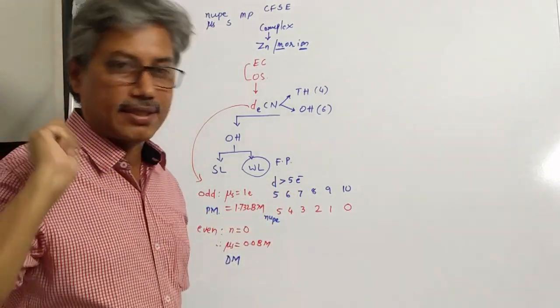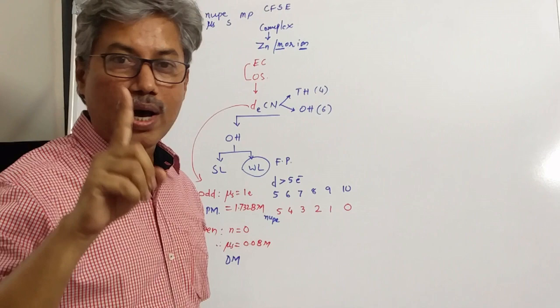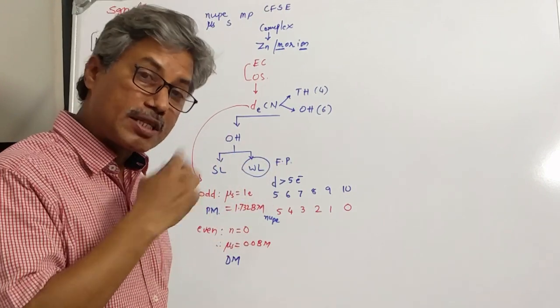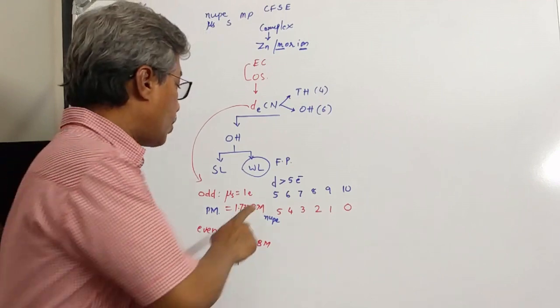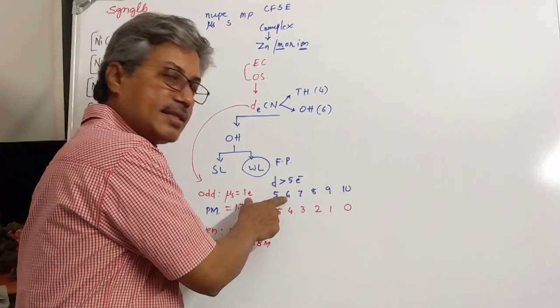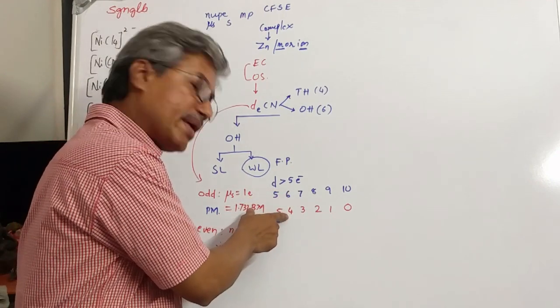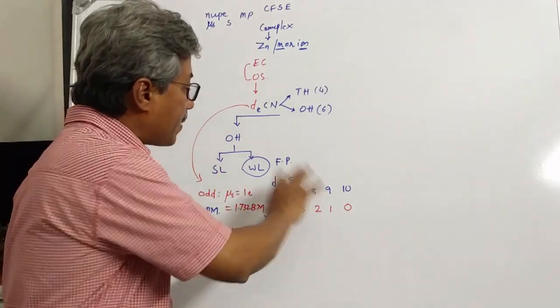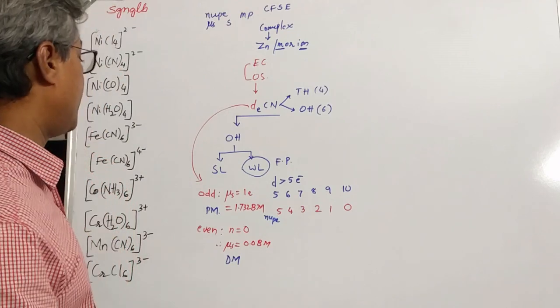If the d electrons are 6, how many extra electrons are there beyond 5? 1. That means out of the 6, 1 electron will be paired. How many electrons will be left unpaired? 4. Look at this: one electron goes for pairing, and 4 are left unpaired. If you remember this, it will be easy for us to calculate.